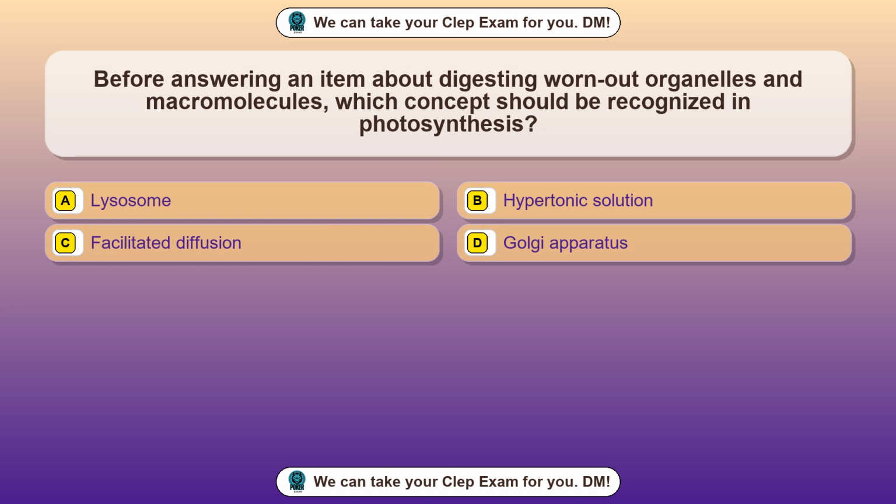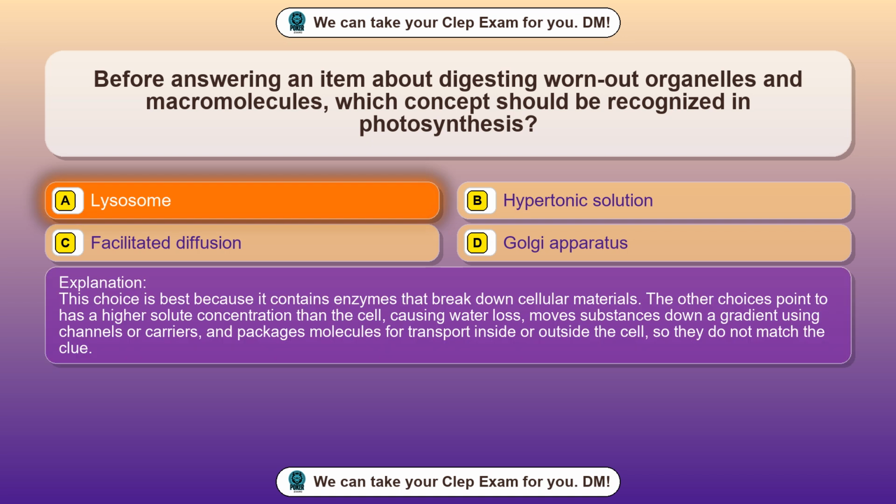Question 66. Before answering an item about digesting worn-out organelles and macromolecules, which concept should be recognized in photosynthesis? Option A, lysosome. Option B, hypertonic solution. Option C, facilitated diffusion. Option D, Golgi apparatus. The correct answer is option A, lysosome.